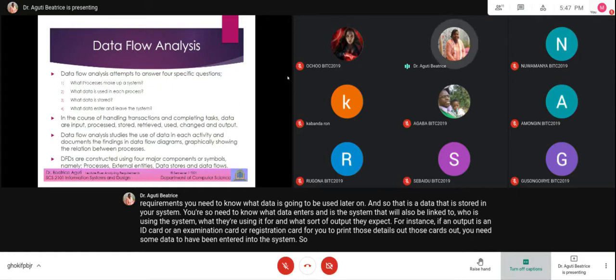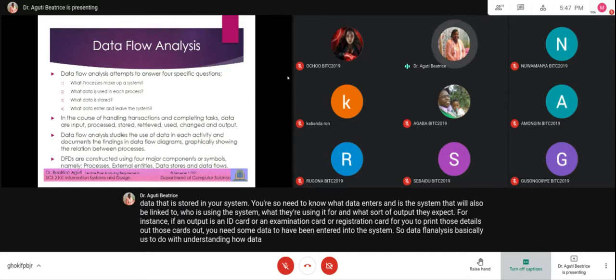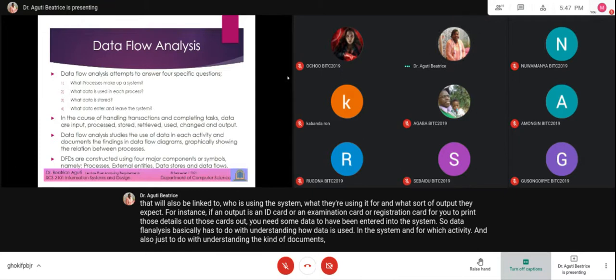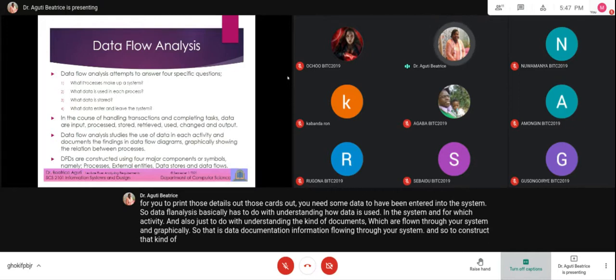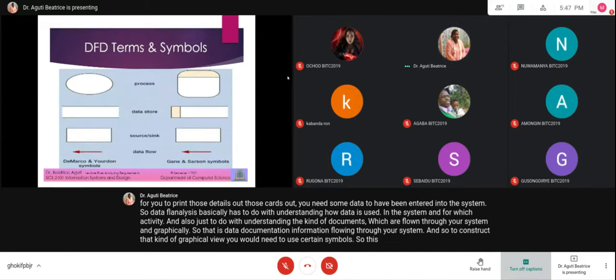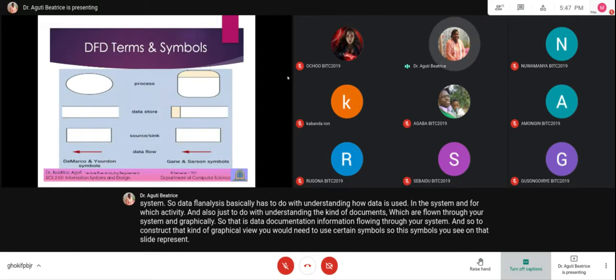So data flow analysis basically has to do with understanding how data is used in the system and for which activity. And also it has to do with understanding the kind of documents which are flowing through your system. And graphically, so that is data, documentation, information flowing through your system. To construct that kind of graphical view, you would need to use certain symbols. So these symbols you see on that slide represent the four diagramming symbols for drawing data flow diagrams.